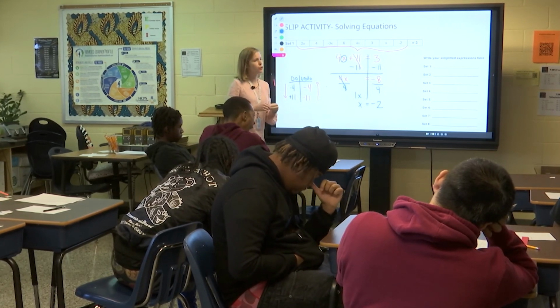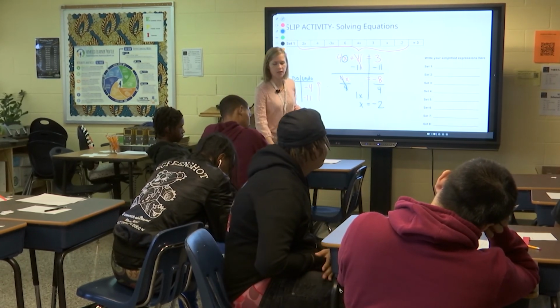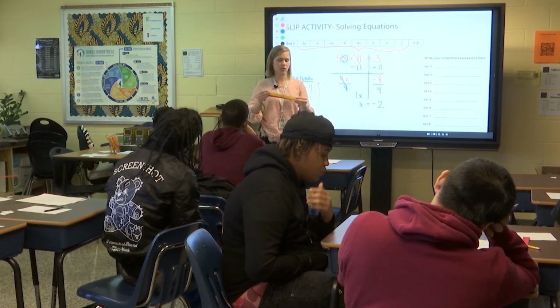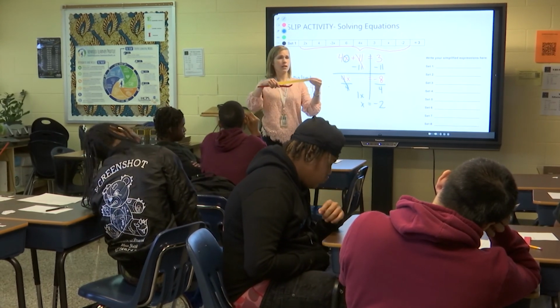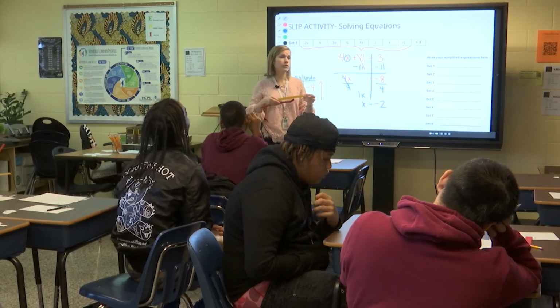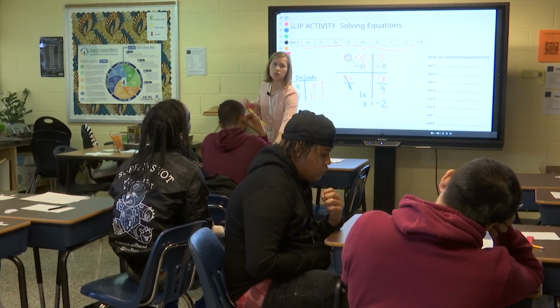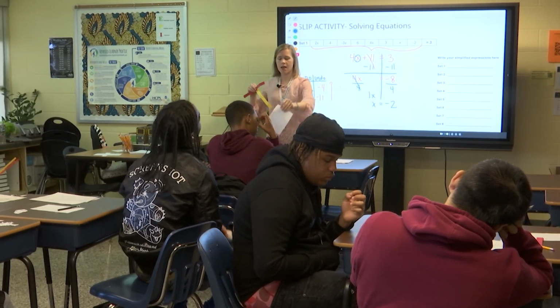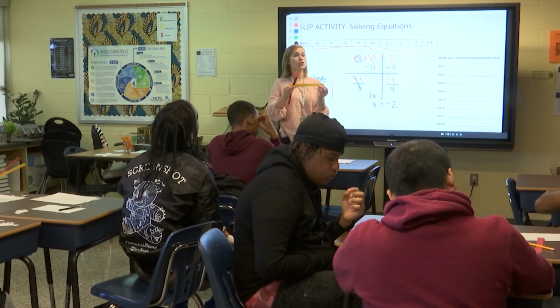What we want you to do now is you have set 2 and set 3 and set 4 potentially at your desk. I want you to unfold it and just take your simplified answer that you already have on your sheet, okay, and then solve that equation.